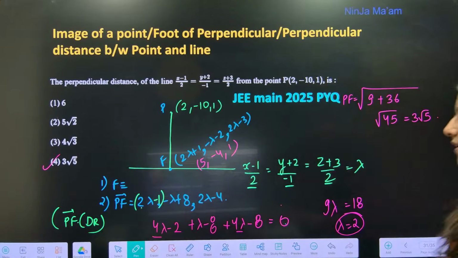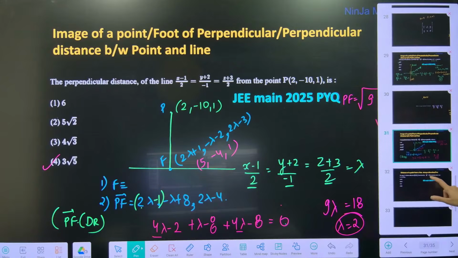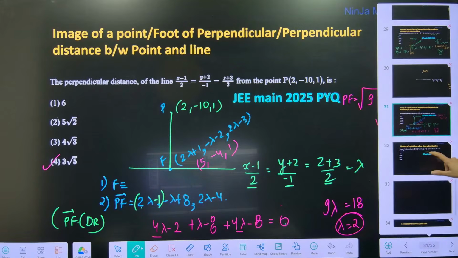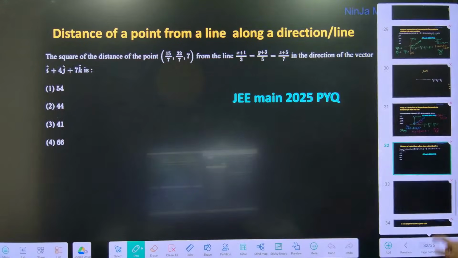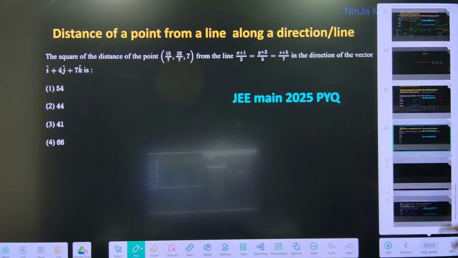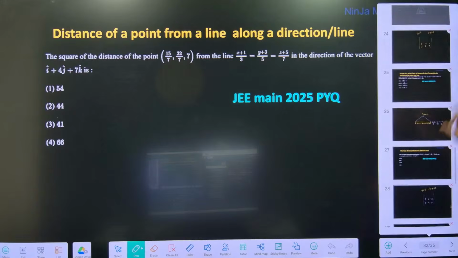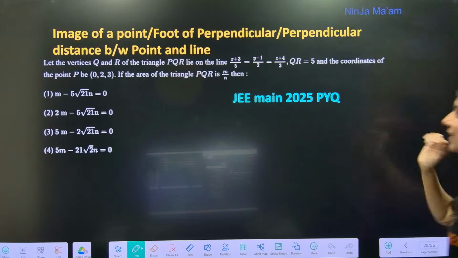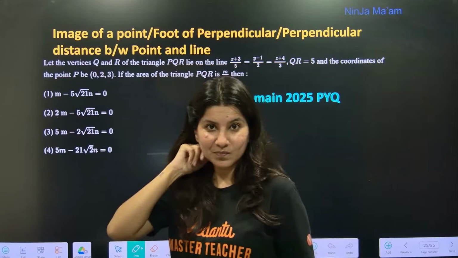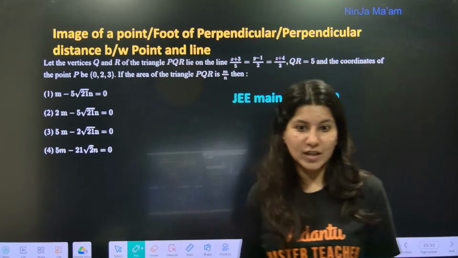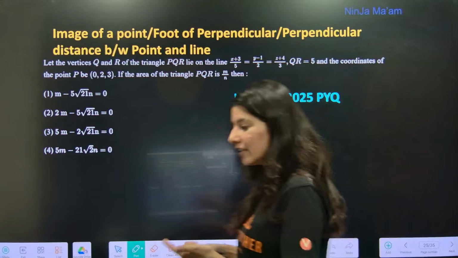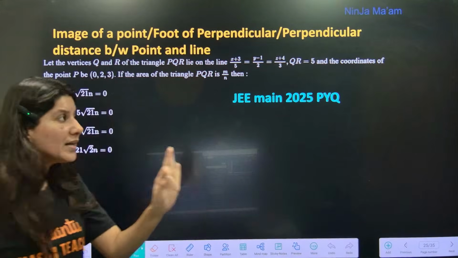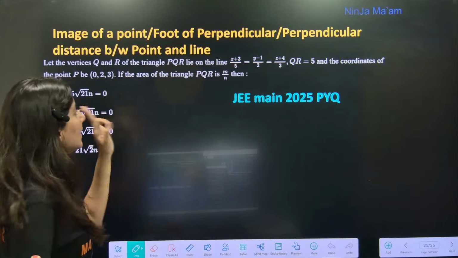Okay. Right. So calculations. See, calculations are not very difficult, trust me on this. It's just that you have to make it slightly easy to do, okay? Now, one more question based on image or foot of perpendicular, okay, or anything. This particular thing is slightly different, but again same. You will be able to understand if you are able to plot the diagram.